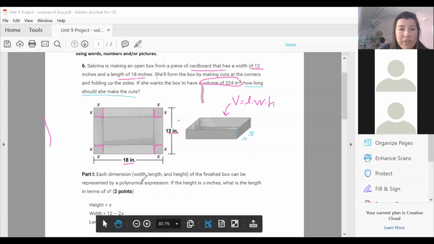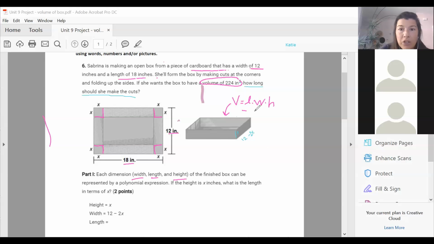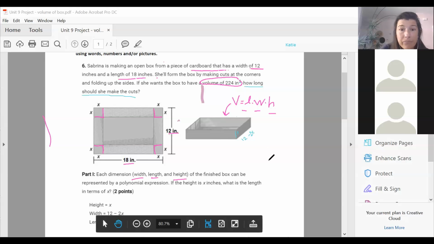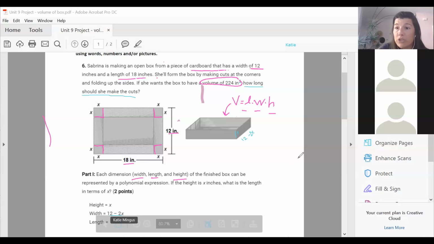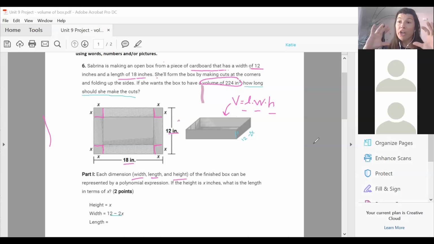Each dimension, the width, length, and height. So look at width, length, and height. We need those in our volume formula. Awesome. Okay. Of the finished box can be represented by a polynomial expression. So what they're saying is we're going to use algebra to represent this situation because there is enough that we know about the situation that we can write an equation, and we're only going to have one unknown in that entire equation. The only unknown we're going to have is x, which is representing the height of these little cups.